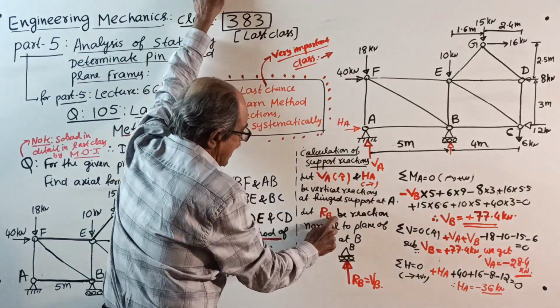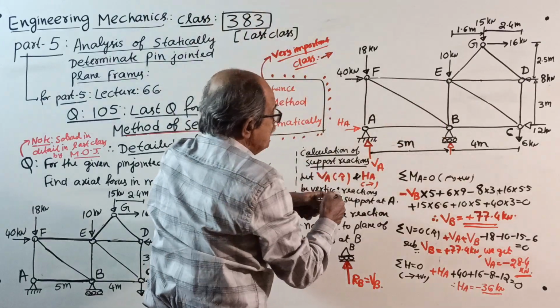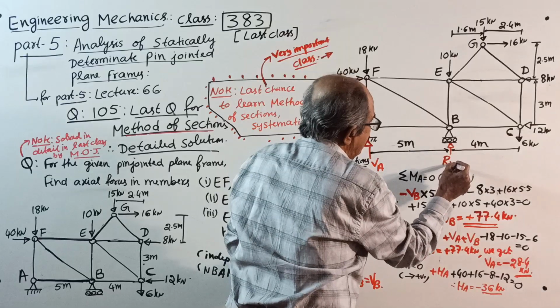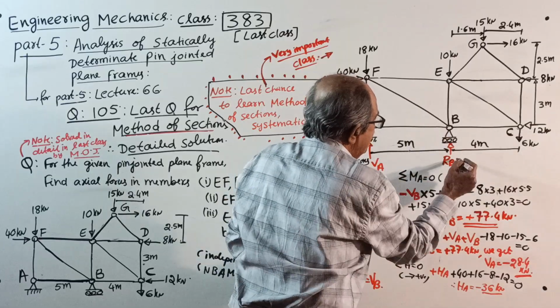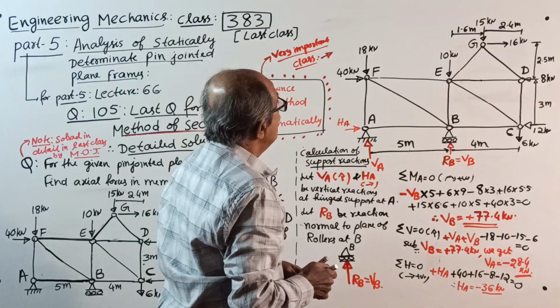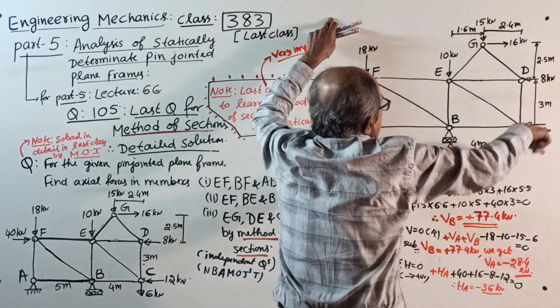And let RB be the reaction normal to the plane of the roller at B. Normal means reaction RB, and since it is this way, it is equal to VB. This also I told, VB. Okay, now write the sketch once again.